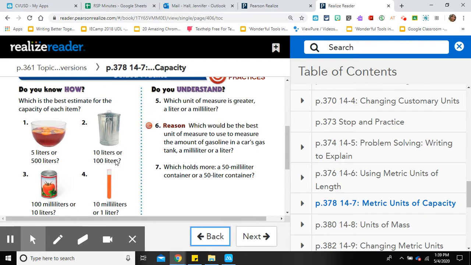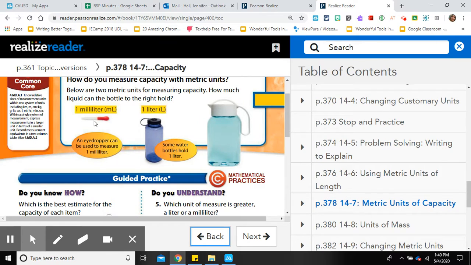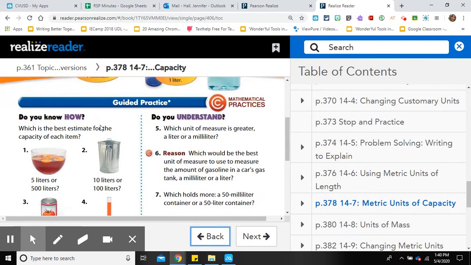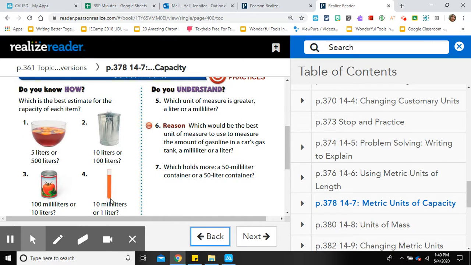But could we fill up about 10 of these little eye droplet things, these little milliliters here, and fill them up into this little medicine vial? Yes, definitely. So that would be 10 milliliters.